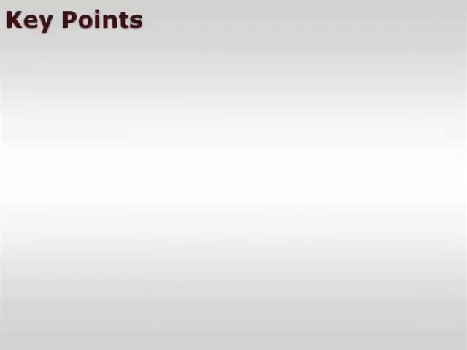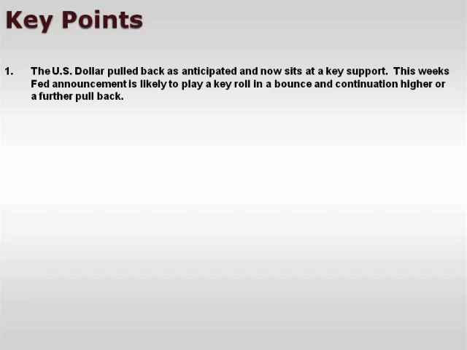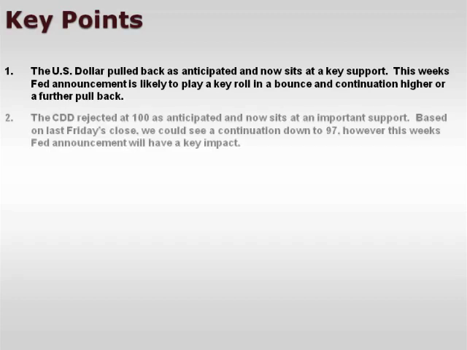Let's take a look at a few of our key points. First of all, the US dollar pulled back as anticipated and now sits at a key support. This week's Fed announcement is likely to play a key role in a bounce and continuation higher or a further pullback. The CDD rejected at 100 as anticipated and now sits at an important support. Based on last Friday's close, we could see a continuation down to 97. However, this week's Fed announcement, once again, will have a key impact.